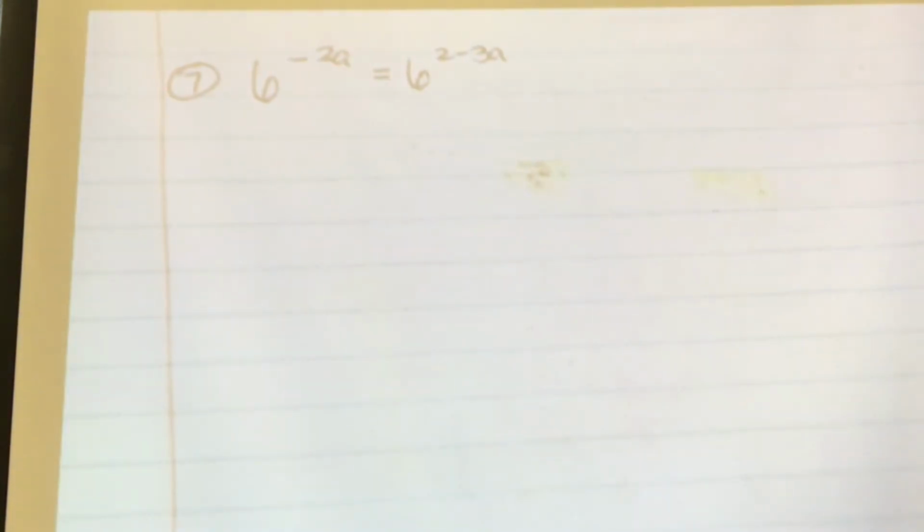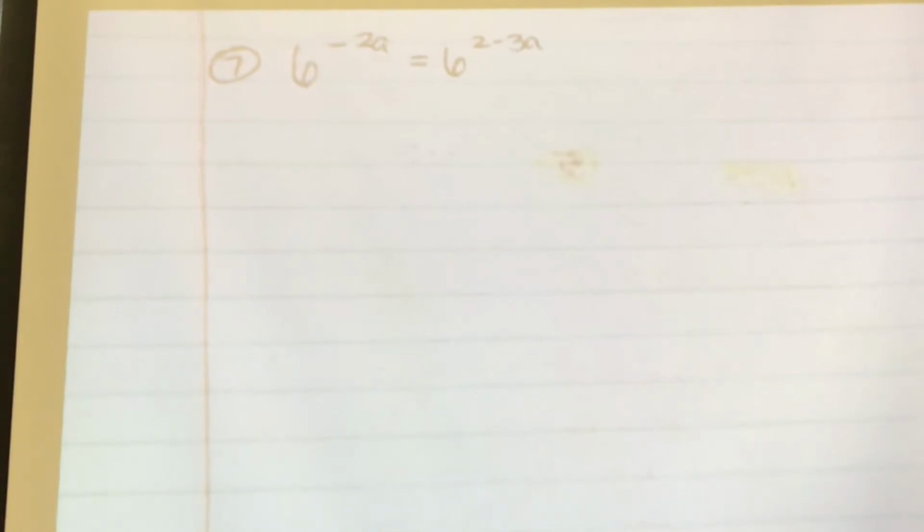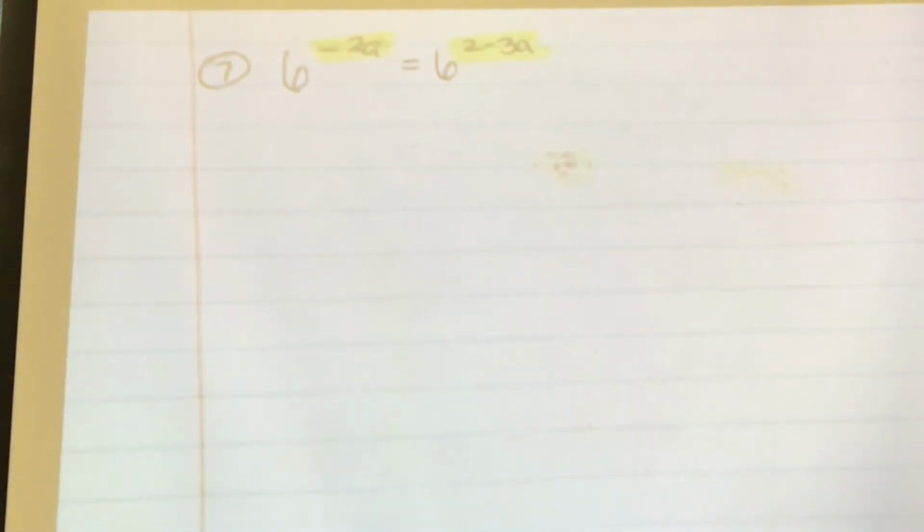Here we go. 6 to the negative 2a equals 6 to the 2 minus 3a. Yay! Why am I happy? What do I notice about the bases? They're the same. So all I need to do is focus on the exponents. So I'm going to highlight the exponents, and now the exponents have to be the same. So I'm going to set these equal to each other.